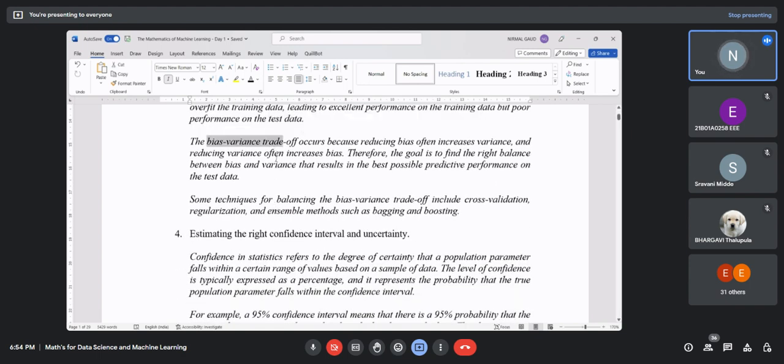So this is called the bias and variance trade-off. Either your data is less, or your data is more, and this is how your model is going to perform. So the goal is to have the right balance between bias and variance. We are not going to have more errors; our target is to reduce the error. So bias reduction should be there, and accordingly we need to adjust the variance. That should result in the best possible predictive performance.